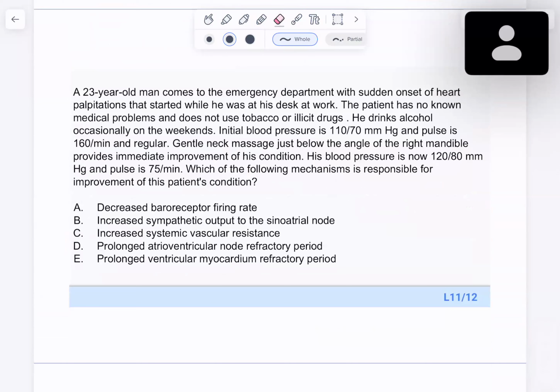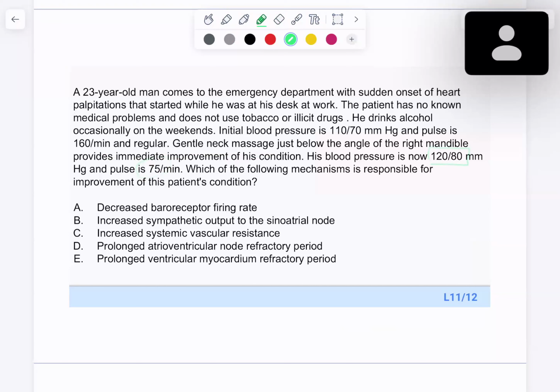Tamam. Okay, next question. A 23-year-old man comes to the emergency department with sudden onset of heart palpitations that started while he was at his desk at work. The patient has no known medical problems and does not use tobacco or illicit drugs. He drinks alcohol occasionally on the weekends. Initial blood pressure is 110/70 and pulse is 160 and regular. Gentle neck massage just below the angle of the right mandible provides immediate improvement of his condition. His blood pressure is now 120/80 and pulse is 75. Which of the following mechanisms is responsible for improvement of this patient's condition?